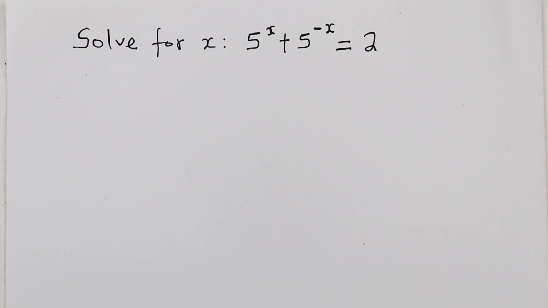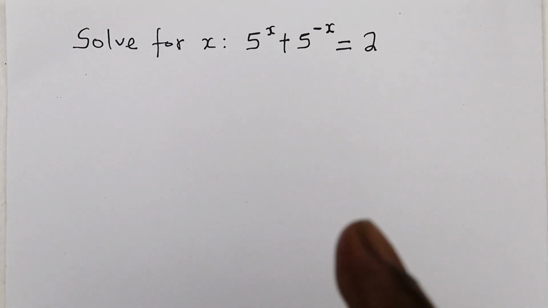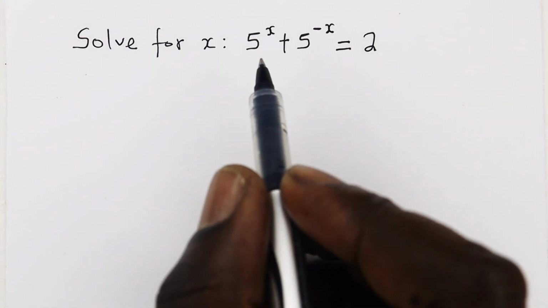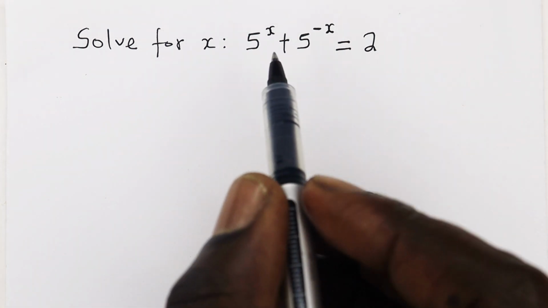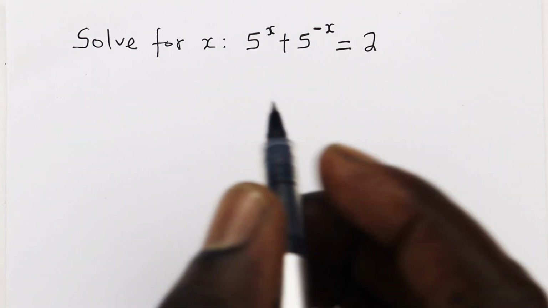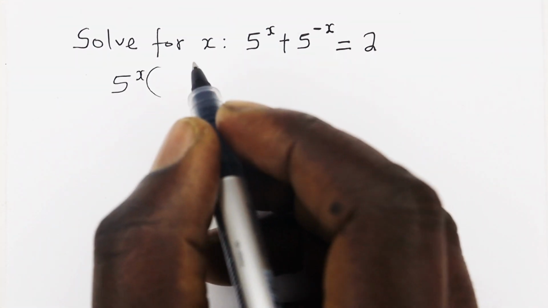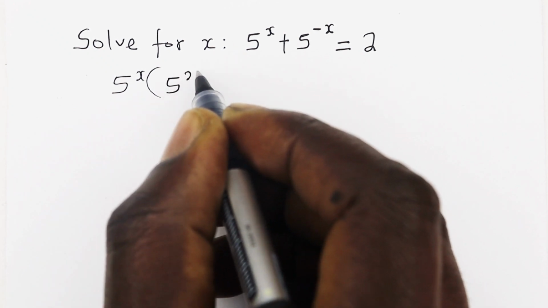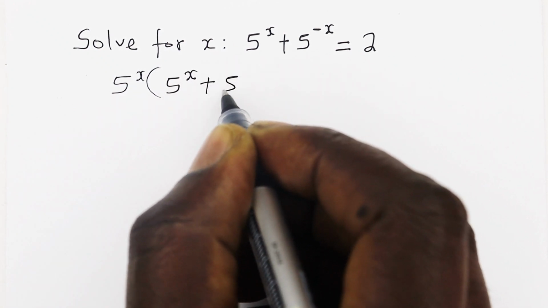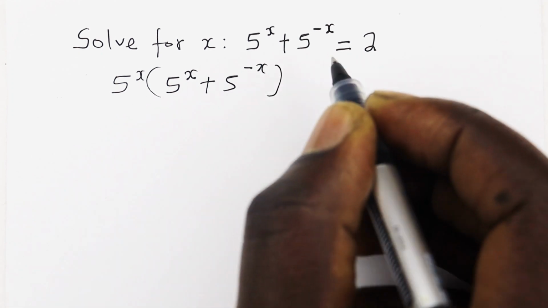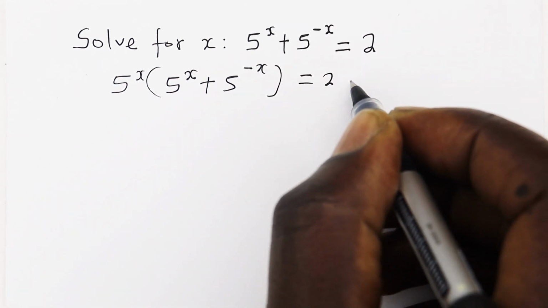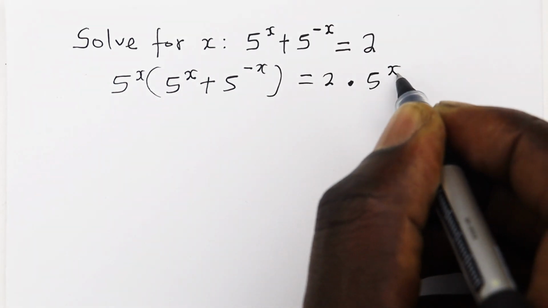So solve for x, and you have 5^x + 5^(-x) = 2. So the first thing you're going to do is multiply both sides of this equation by 5 raised to power x. So that is 5^x times, on the left hand side, we have 5^x + 5^(-x), and that's equal to 2 times 5^x.